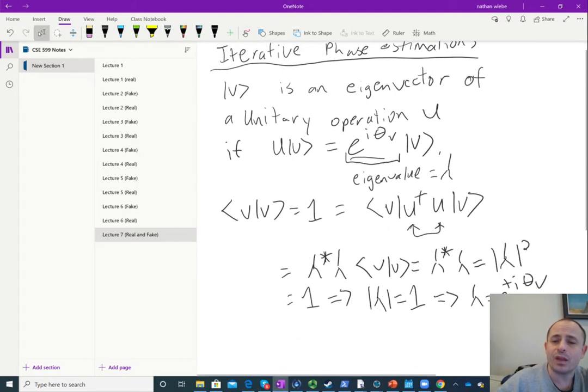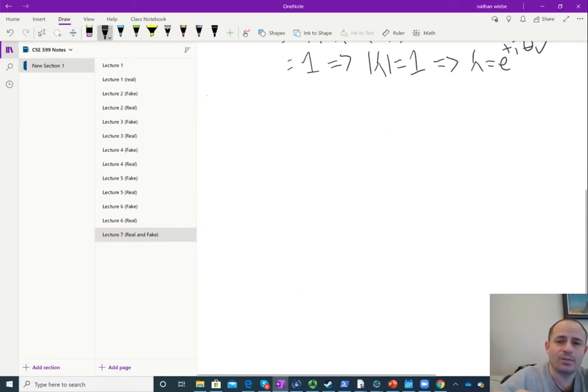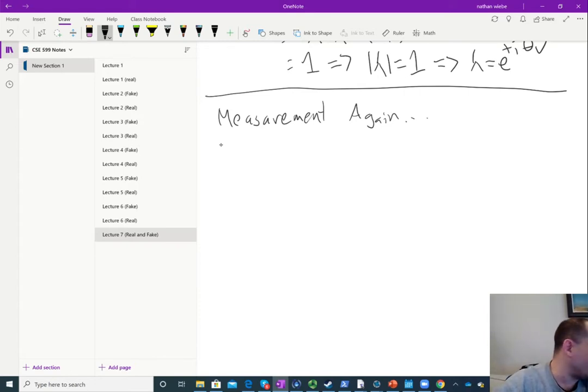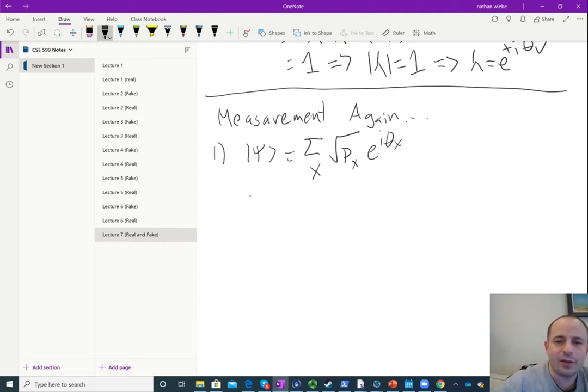Okay, so let's go ahead and look at measurement yet again, the most confusing thing in quantum theory. Now again, recall the properties of measurement. If we have a state psi, which is of the form the sum over x of square root of p_x times e^{iθ_x}, then the probability that you measure x at the end of the circuit is just equal to p_x. That's the definition for that.